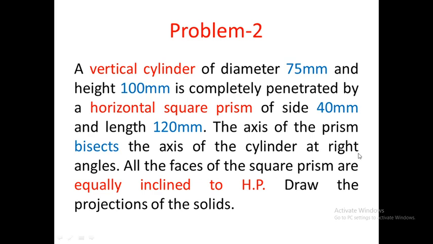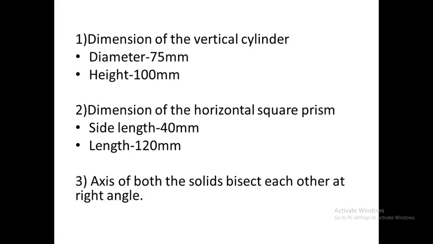All the faces of the square prism are equally inclined to HP. This condition states that when we draw the square prism in the side view, it should be drawn in the form of a kite, as it is already given that all the faces are equally inclined to HP. So in the first step, we will note down the dimensions of the vertical object and the horizontal object. The dimensions of the vertical object, that is the vertical cylinder: diameter 75 mm and height 100 mm. The dimensions of the horizontal square prism: side length 40 mm and axis length 120 mm. And the third condition given: the axes of both the solids bisect each other at right angles.